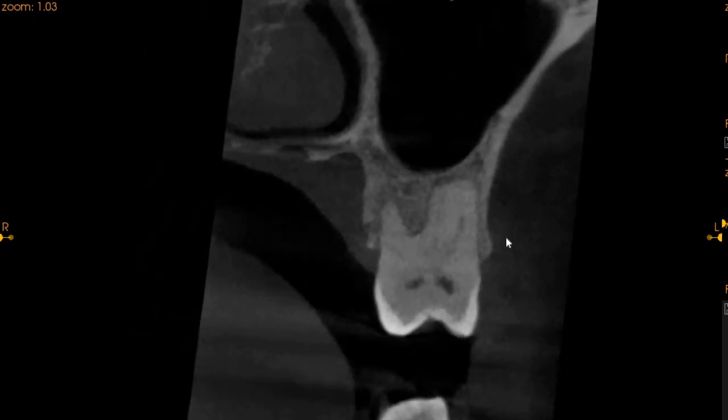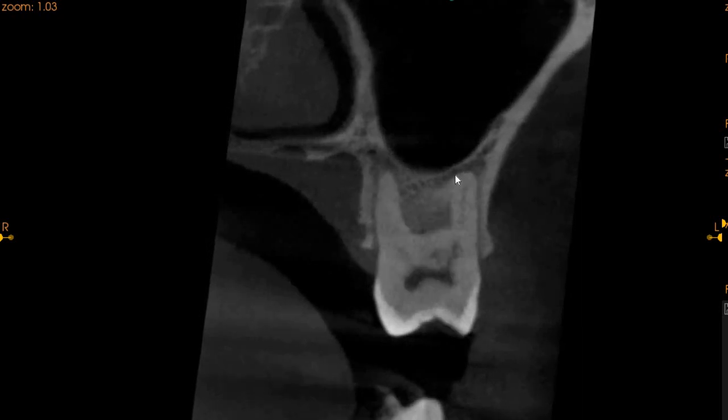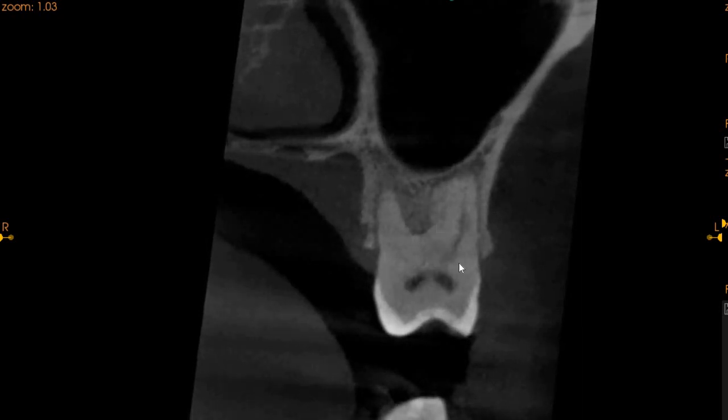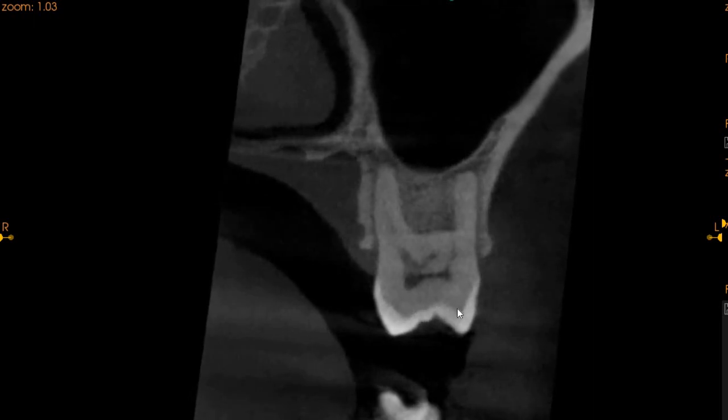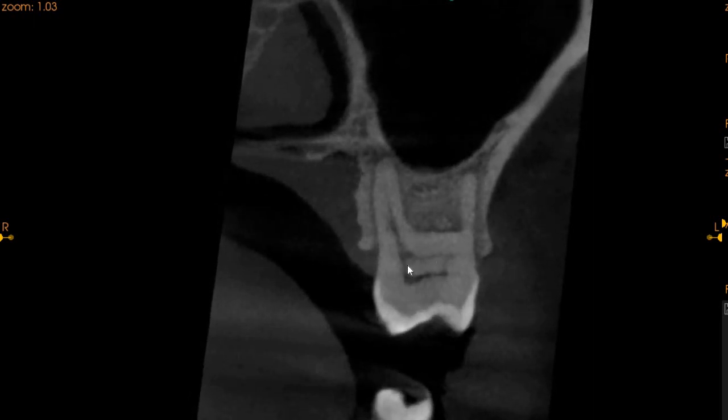On the upper left 6, we can see we've got 2 canals, the MB1 and the MB2. We see a little bit of PDL widening here, but we don't see a radiolucency. We don't see any cracks. We don't see any cracks extending. We have a pulp stone situation where we've got a radiopacity between the floor and the roof.